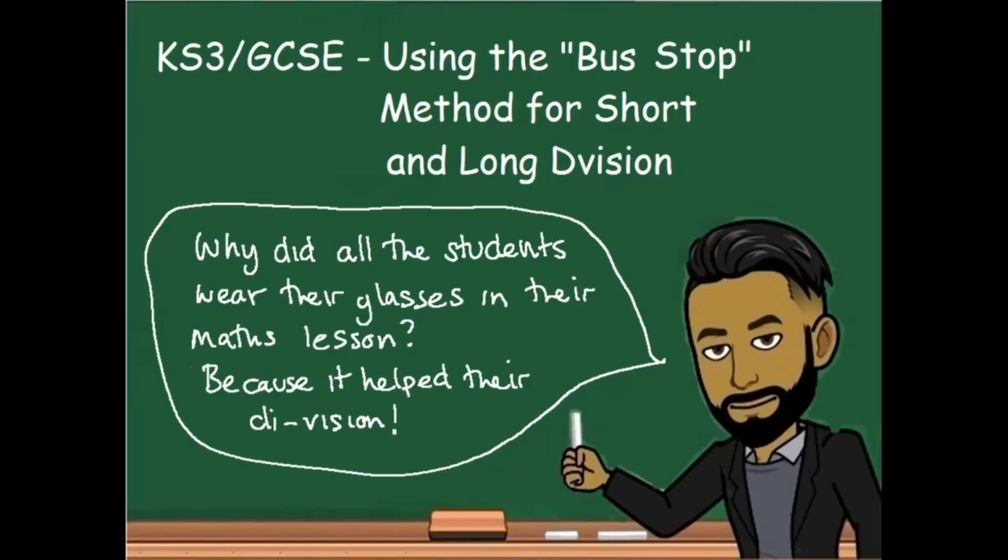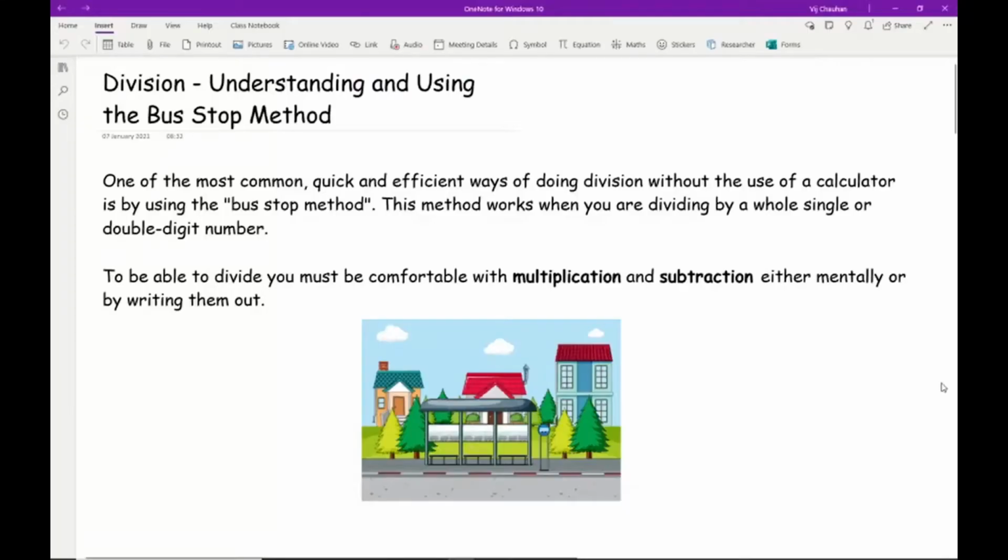So in this video we'll be going through how to work with short and long division using the bus stop method. One of the most common, quick and efficient ways of doing division without the use of a calculator is by using what we call the bus stop method. This method works when you're dividing by a whole single or double digit number.